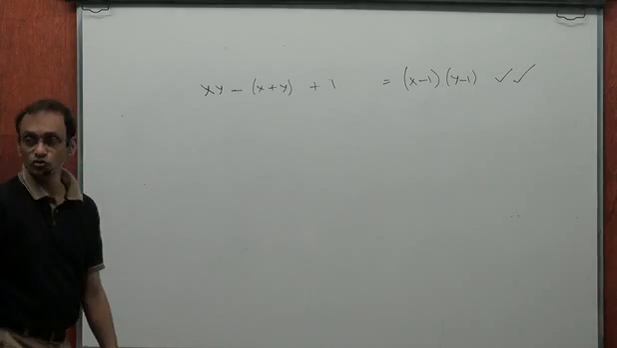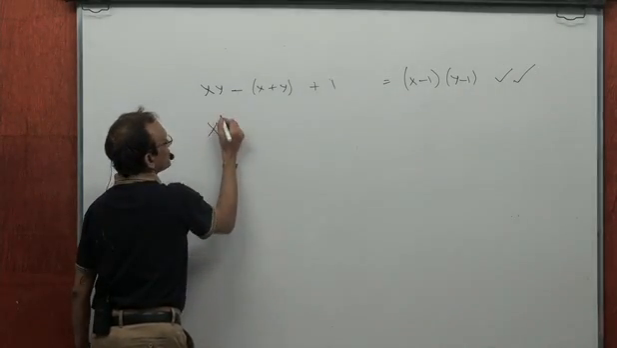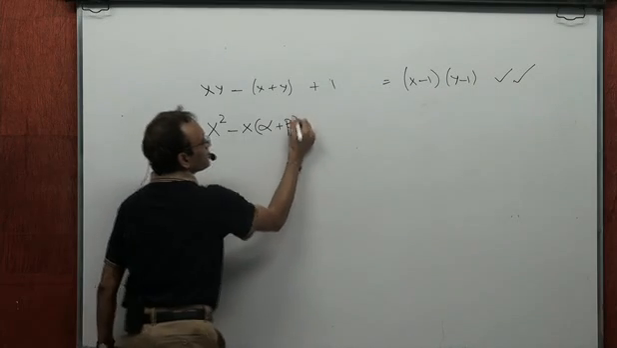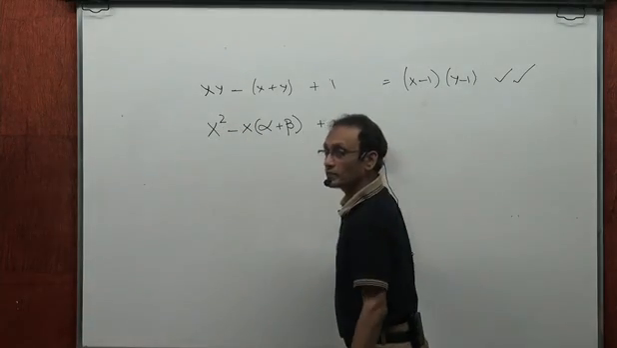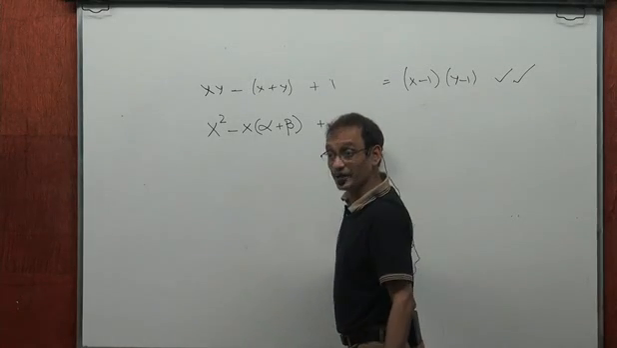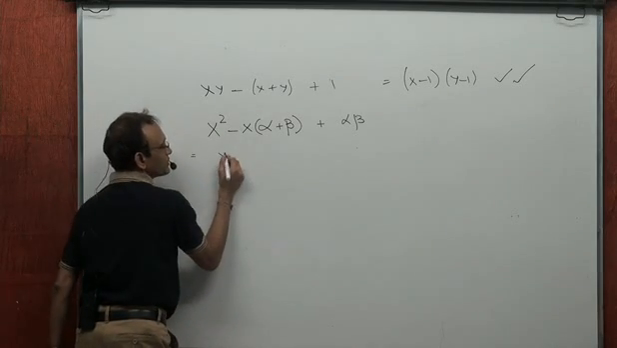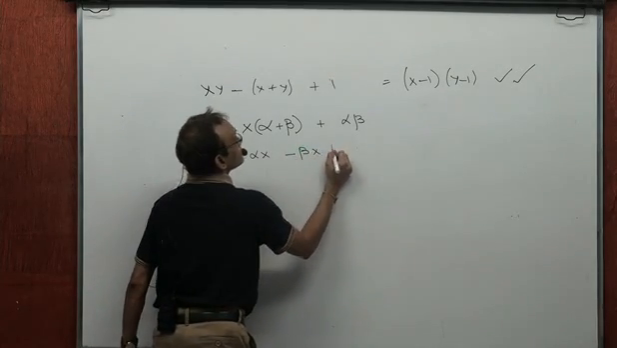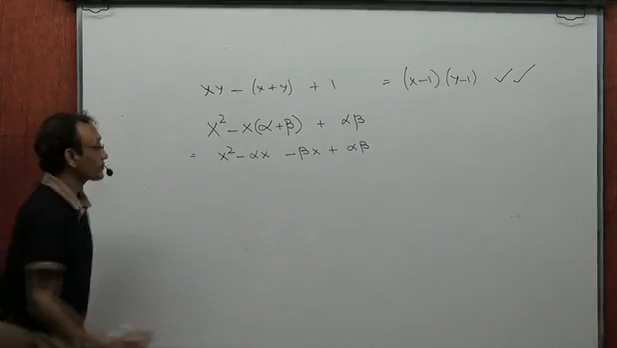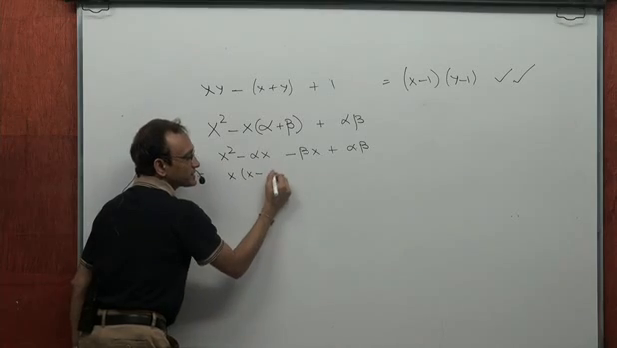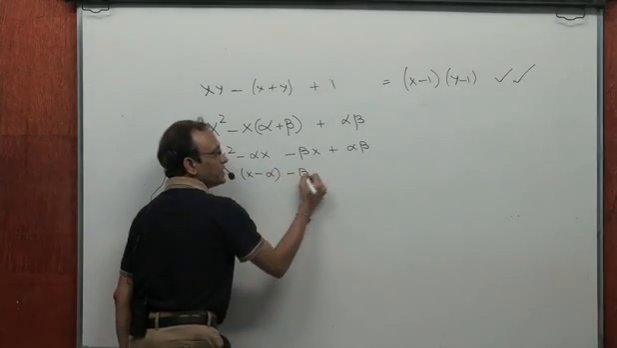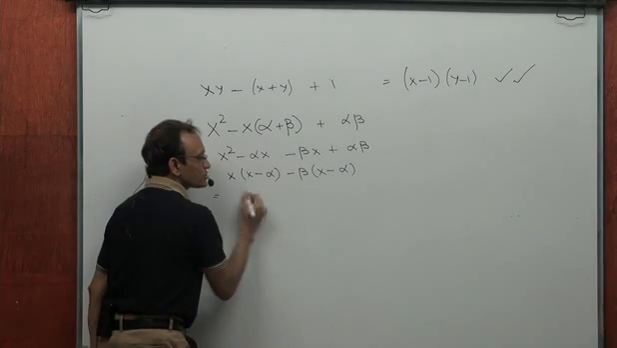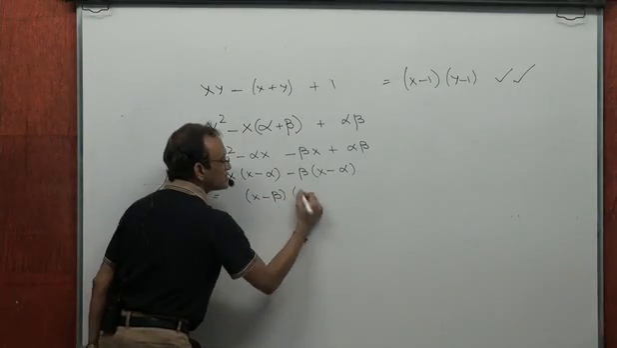The second thing you might want to take notice of is an expression of this kind, x squared minus x into alpha plus beta plus alpha beta. An expression of this kind would appear time and again. This could be written as x squared minus alpha x minus beta x plus alpha beta, which is x into x minus alpha minus beta into x minus alpha, which is to say x minus beta into x minus alpha.